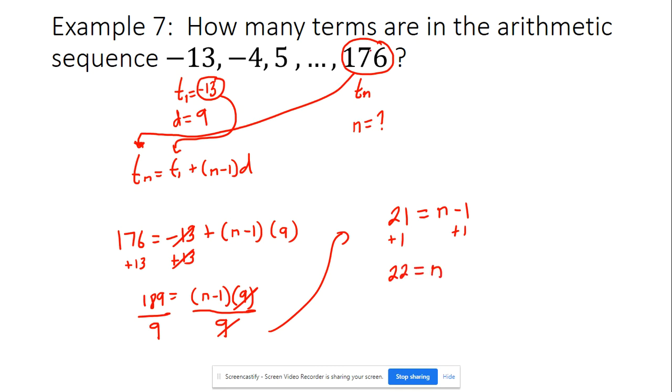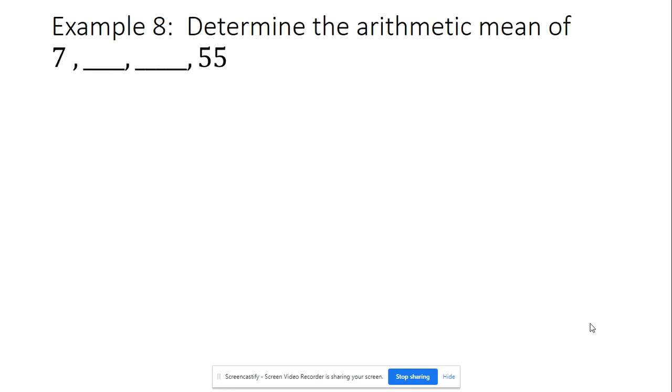Okay, so what this is saying over here, this is T22, or to answer the question, there are 22 terms in this sequence. All right, example 8.